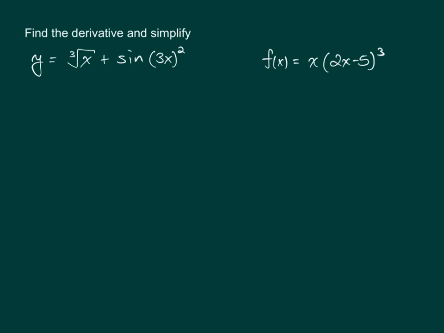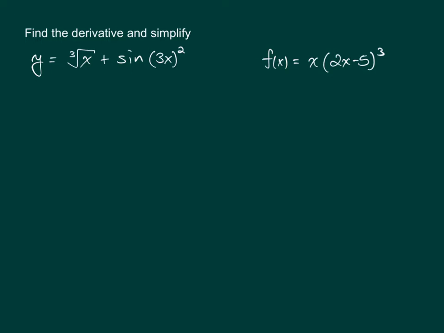Find the derivative and simplify. Here in this first example, we've got y equals the cube root of x plus sine of 3x squared. Now this square here only affects the 3x. If I wanted to say that this square affected a sine instead of that 3x, I would have written sine squared of 3x. So please know the difference between that.